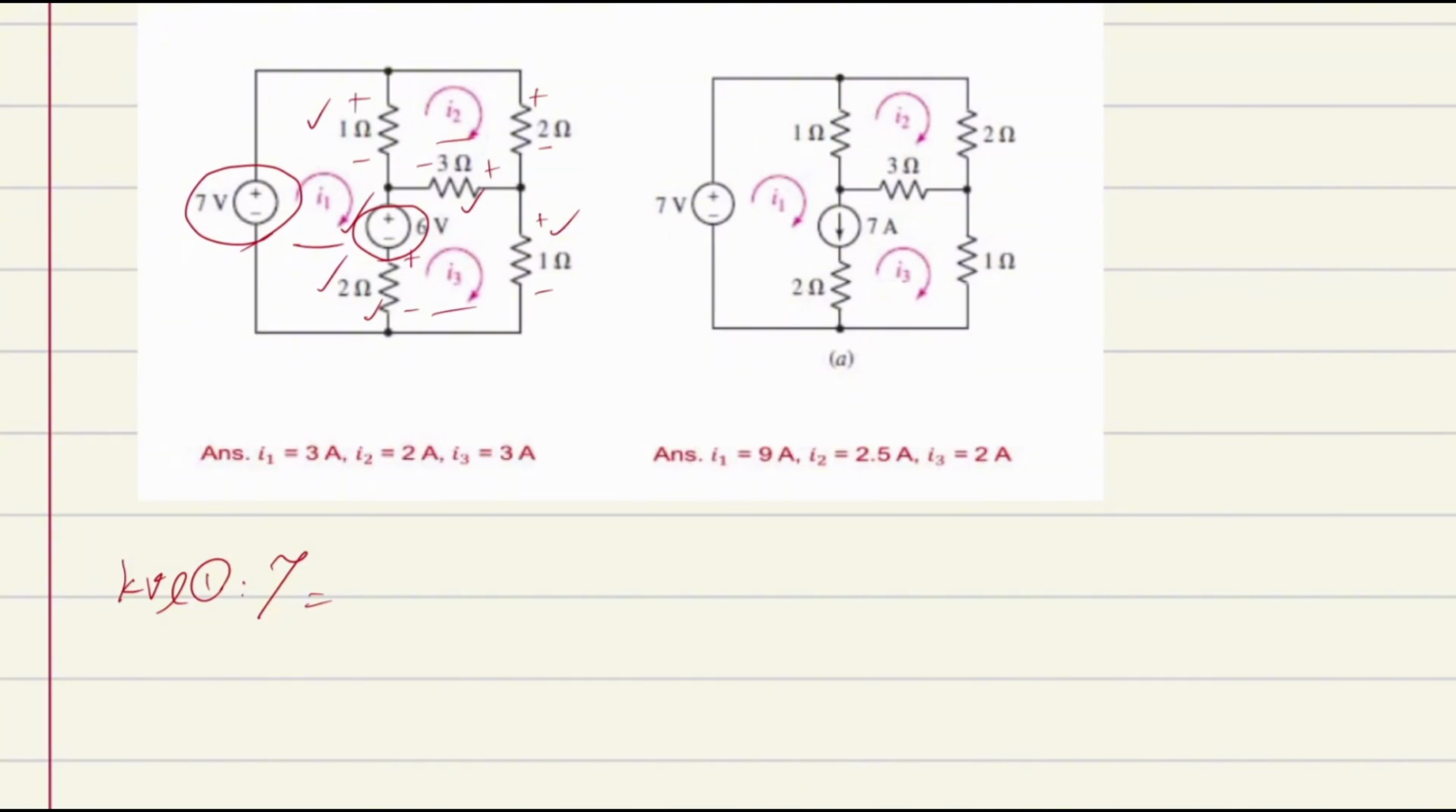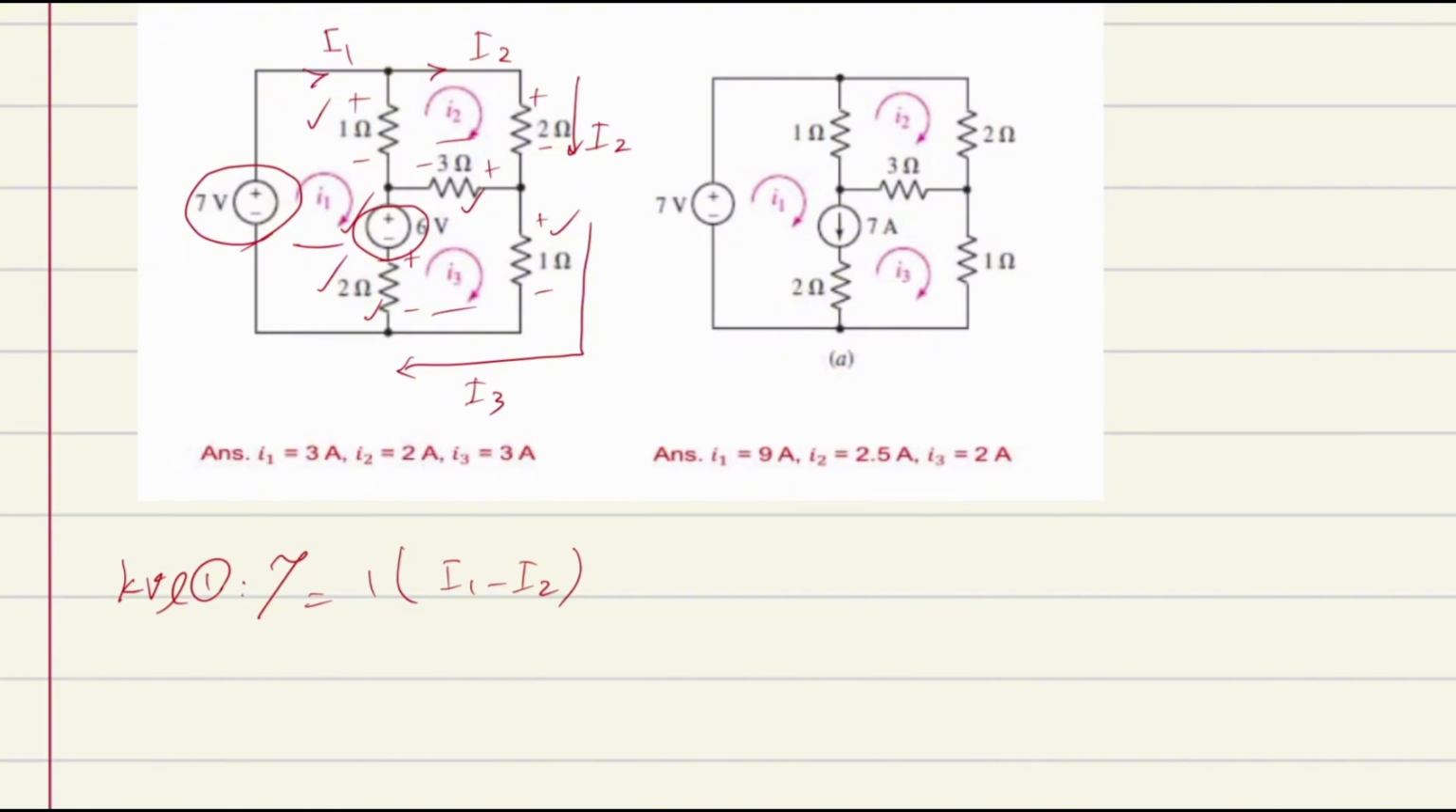I'm moving like this. Let me use this one so you don't get confused. I'm moving through this point for the first KVL equals 1 times... As you can see, this one is going to be I1, this one is going to be I2, also I2, and this part is going to be I3. Whatever is between them is going to be a subtraction. So 7 equals 1 times I1 subtracted by I2.